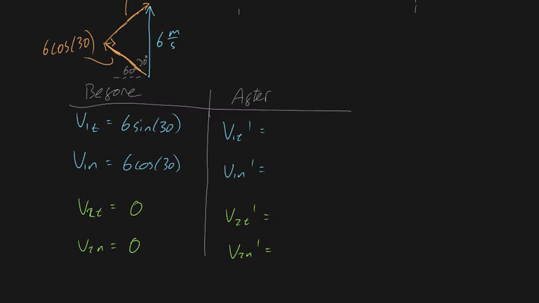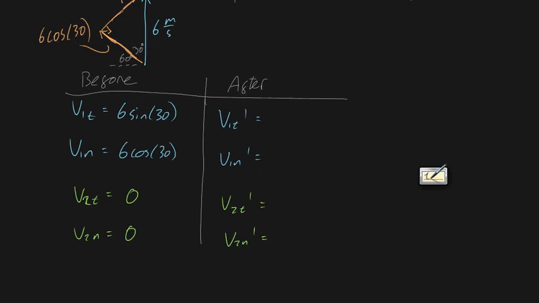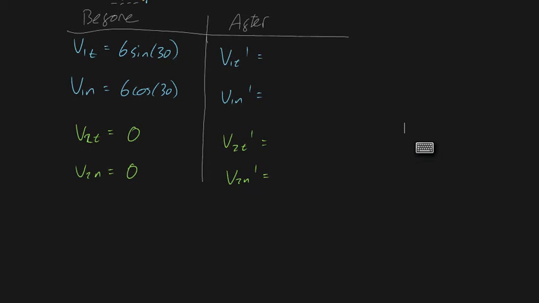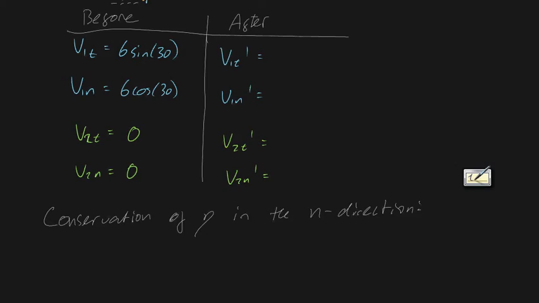Now here's the problem. We've got 4 unknowns just here, and we need to solve for these somehow. How do we solve for them? Well, we start with the conservation of momentum. I almost forgot the name of it. The well-anticipated conservation of momentum. So let's start with the conservation of momentum in the n direction.